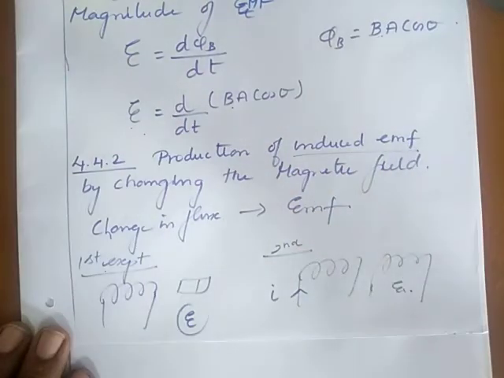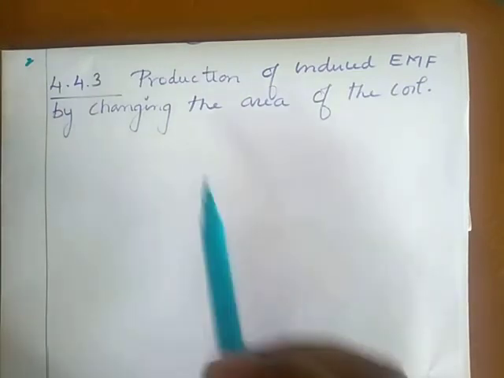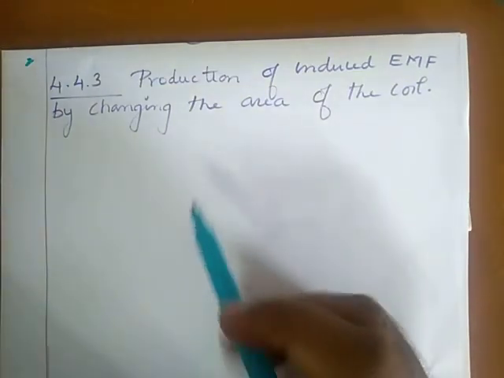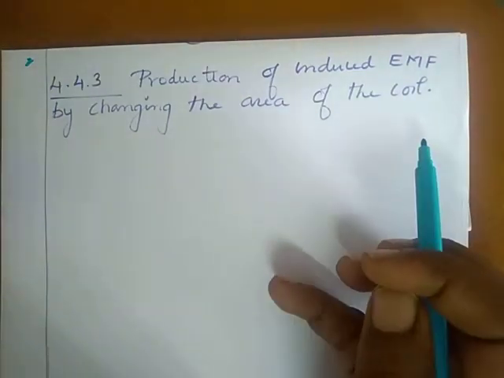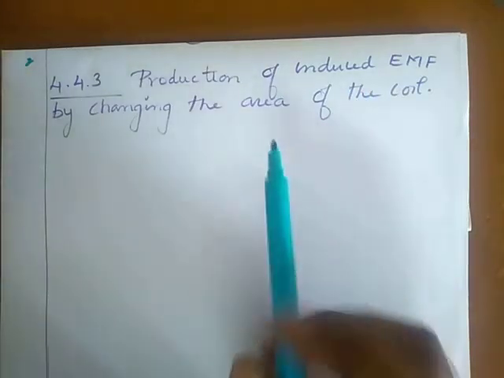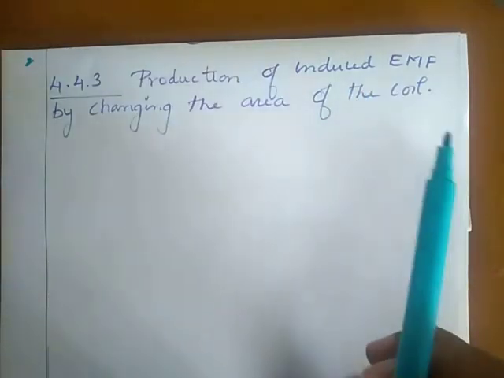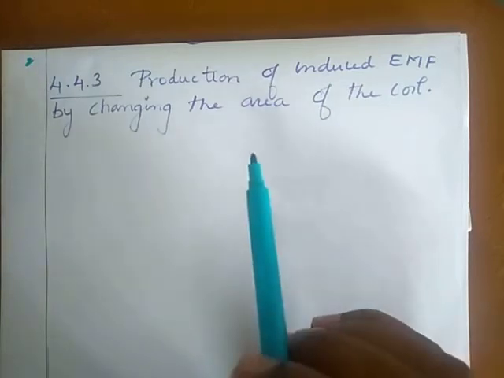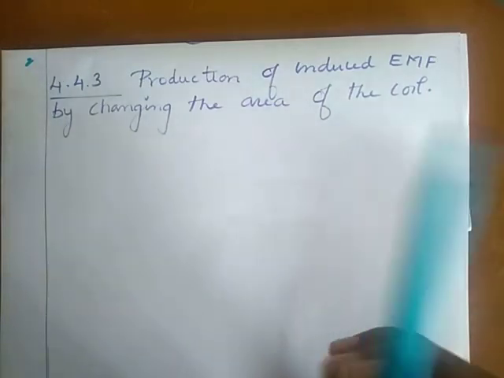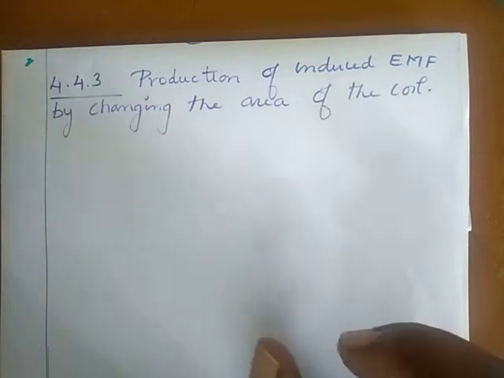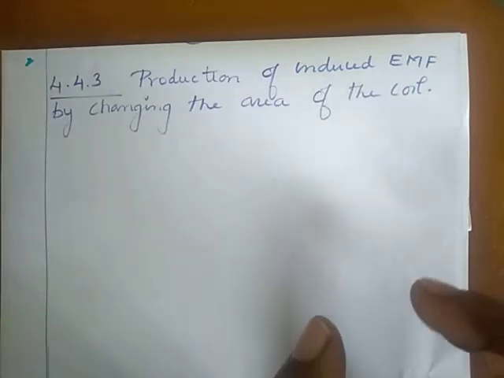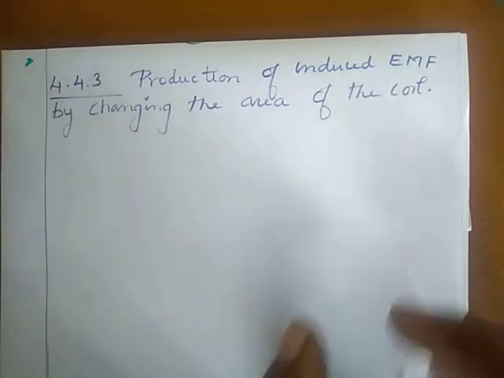Then our next topic, production of induced EMF by changing the area of the coil. We know EMF can be induced by changing the flux. Flux is the number of magnetic field lines crossing the given area. Here we are inducing an EMF by changing the area, in order to change the flux.